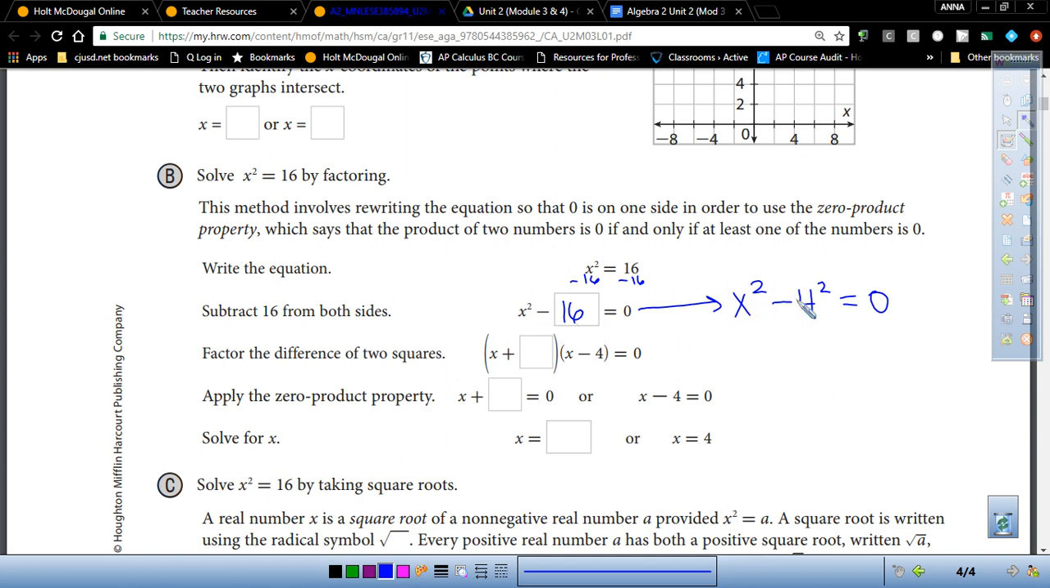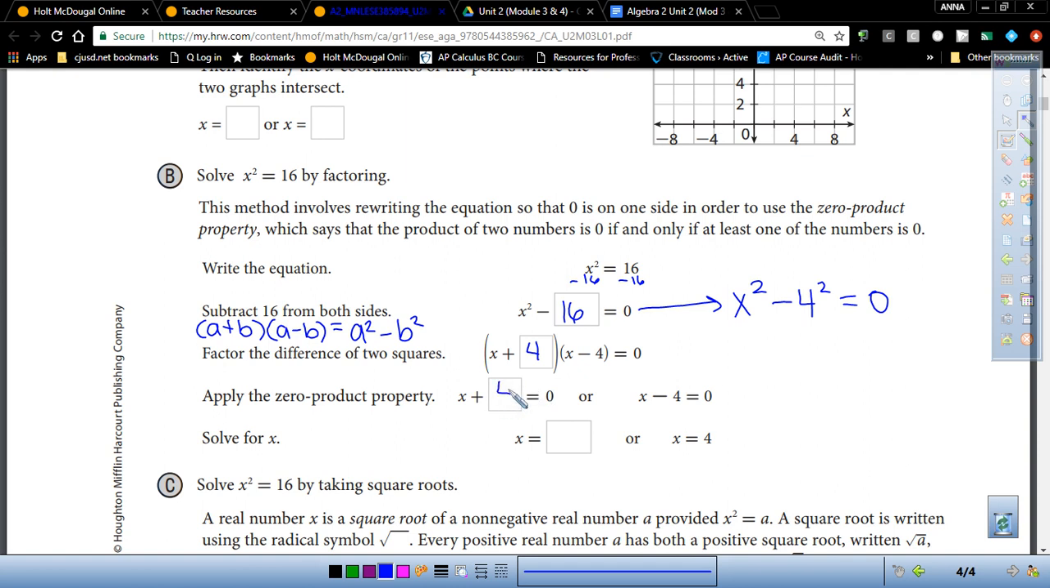So when I have a square minus a square, that's a difference of two squares. Back in Algebra 1, the rule for a difference of two squares is that if I have a squared minus b squared, then I get a plus b and a minus b. So a plus b times a minus b is the same as a squared minus b squared. So since 16 is 4 squared, I get x plus 4, x minus 4.